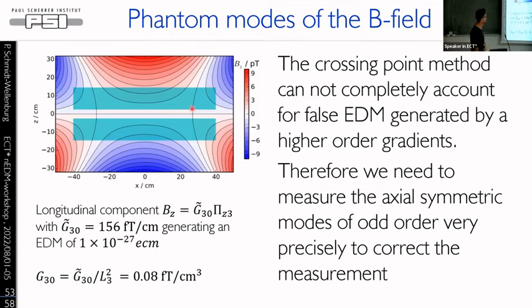That's now this phantom mode. This is what I told you already. This is the cubic gradient inside the chamber. It's essentially symmetric, but it produces a large electric dipole moment, which you don't see in the ratio of the frequencies, because the ratio of the frequency stays the same. And so you have to measure that with some additional tools.